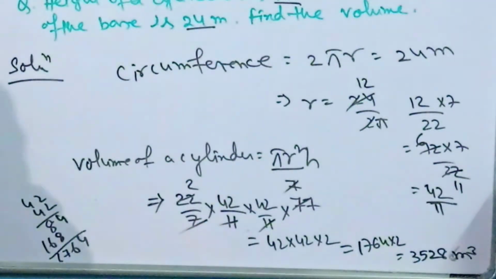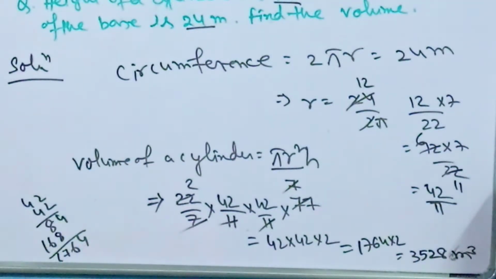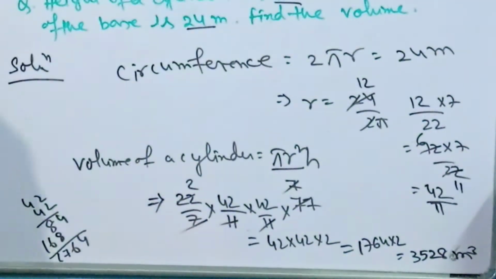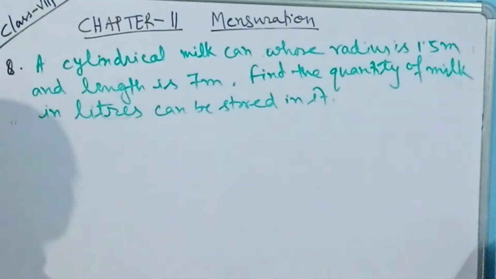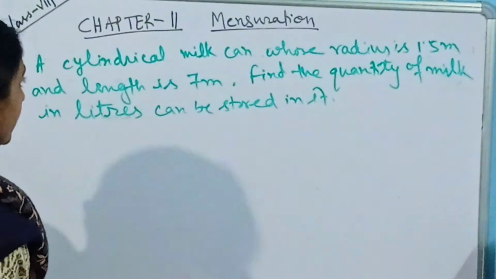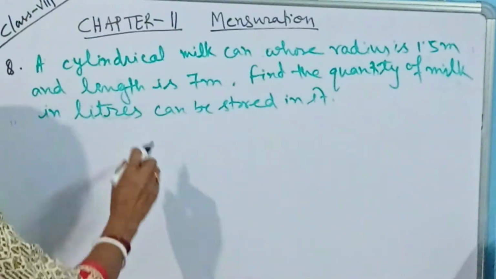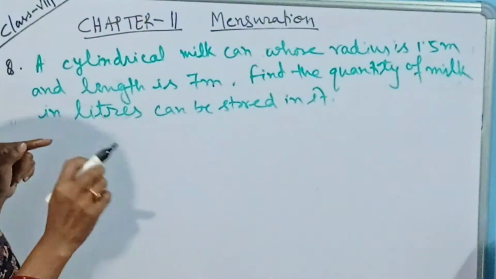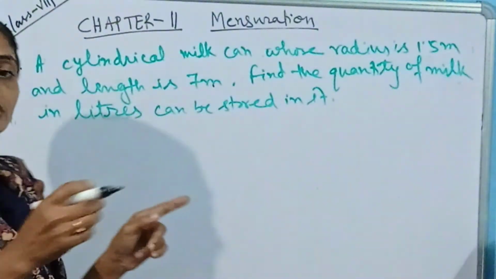Okay, now we will come to a different kind of question where you are asked about the volume and the capacity of a particular 3D object. Here we will discuss capacity. Let's come to the third question. Your third question is: a cylindrical milk can whose radius is 1.5 meter and length is 7 meter. You are asked to find the quantity of milk that can be stored in this tank.